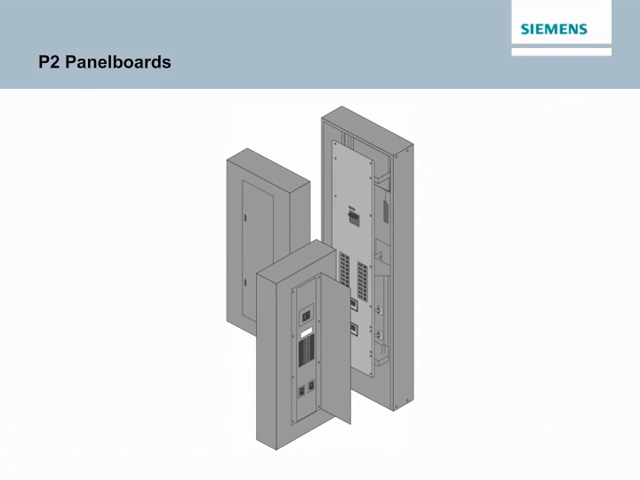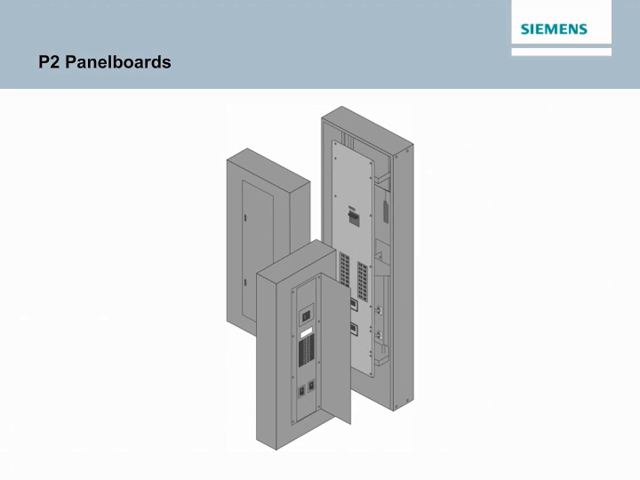P2 panel boards offer a wide variety of factory-assembled options to meet most lighting panel application requirements. The P2 design also offers the ability to mix breaker frames and unit space up to 225 amps to meet many power distribution panel requirements in a much smaller package.